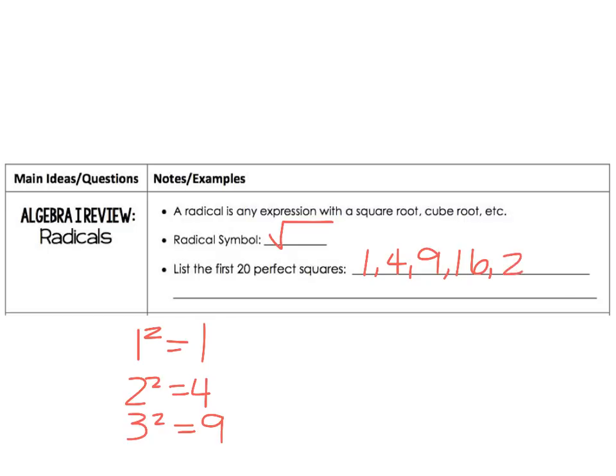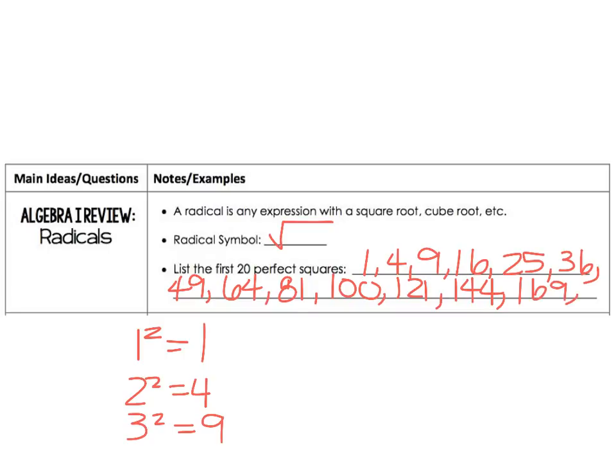5 squared gives us 25. 6 squared gives us 36. 7 squared gives us 49. 8 squared, 64. 9 squared, 81. 10 squared, 100. 11 squared, 121. 12 squared, 144. 13 squared gives us 169.